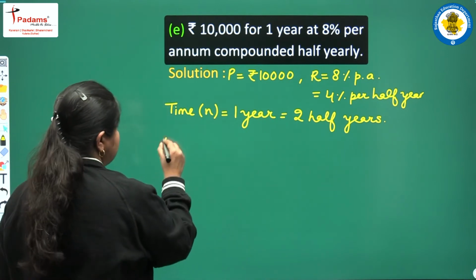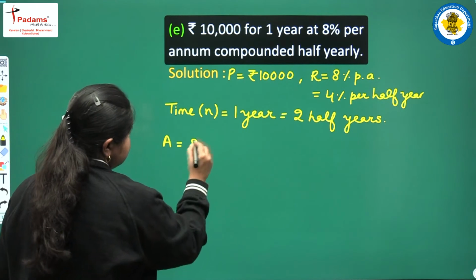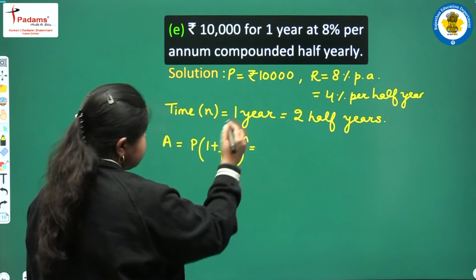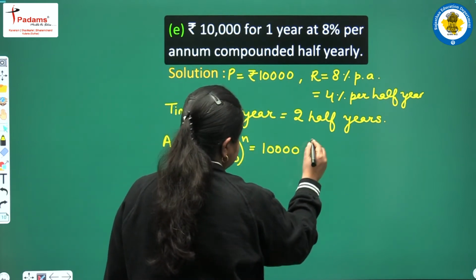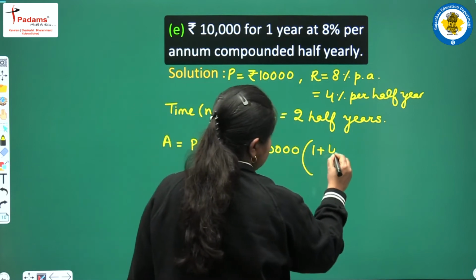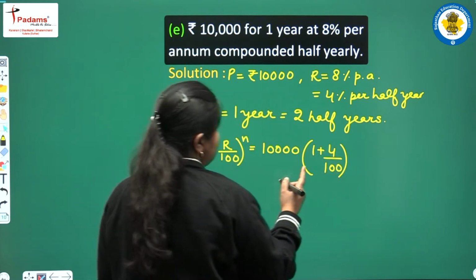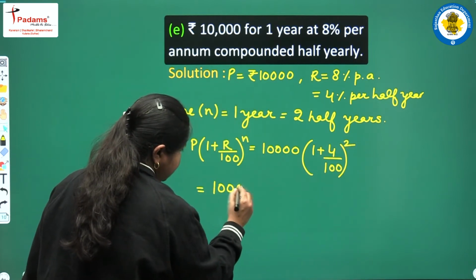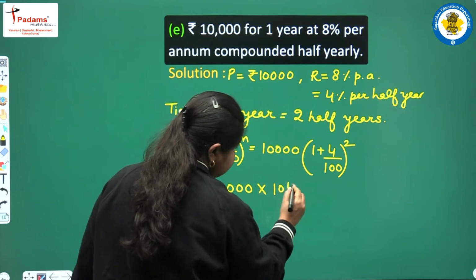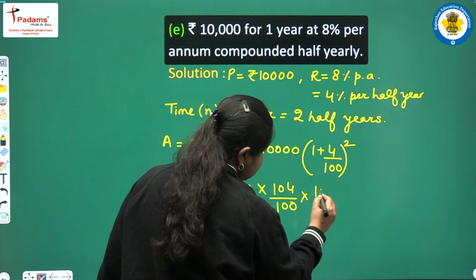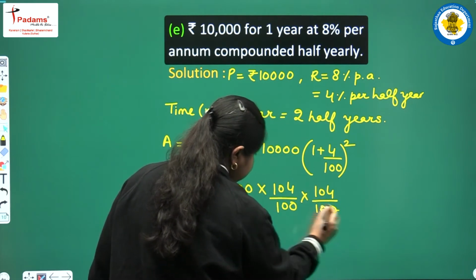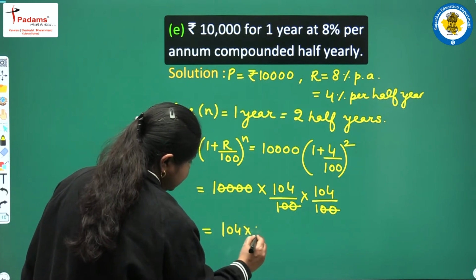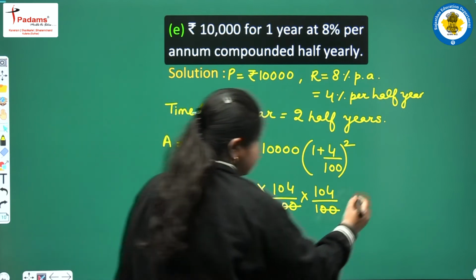Next we have amount. Let us write P into 1 plus R by 100 raised to power n. P is nothing but 10,000. 1 plus R will be now 4 upon 100 raised to power n, which is 2 in this case. This will be 10,000, and we can directly write 104 upon 100, and because the power is 2, we will write it 2 times. These two zeros will be cancelled. These two zeros will be cancelled. Here we have 104 into 104. Simply need to multiply.